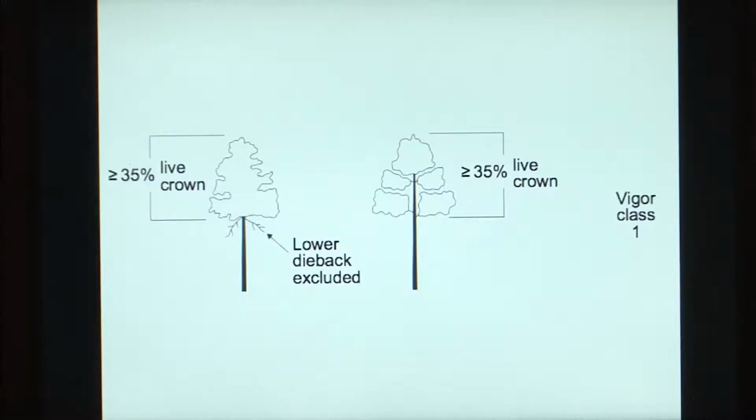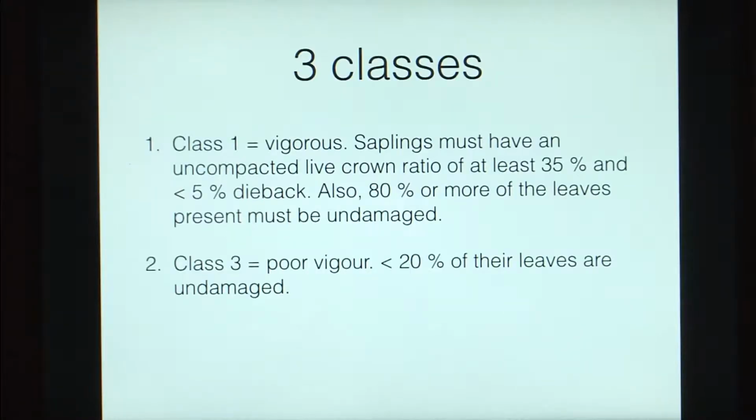So, we can see that the live crown is greater than or equal to 35% of the length and any dieback. So, in this case we do not include any lower diebacks, but we include diebacks that are there in the crown. The second class is the class 3. Now, we have skipped class 2, we will come to class 2 in a short while.